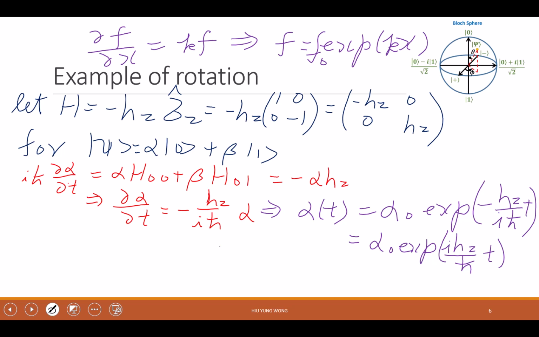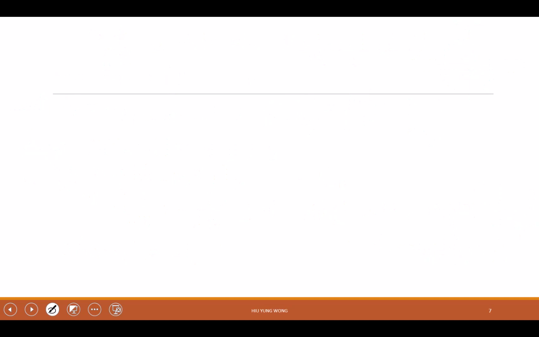Now this one will give me the change of alpha. Look at this. It tells me exactly what the initial alpha is, because when t equals 0, the exponential equals 1, so alpha when t equals 0 is just equal to alpha naught. That is just your initial state. Then you apply this Hamiltonian, and it's going to change like this. Okay, good. How about beta?